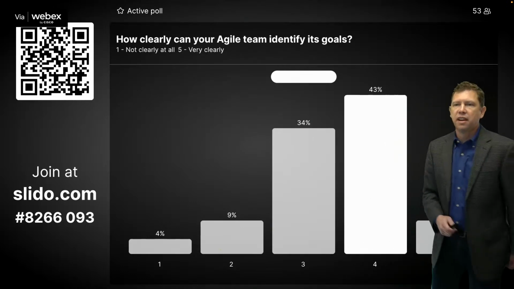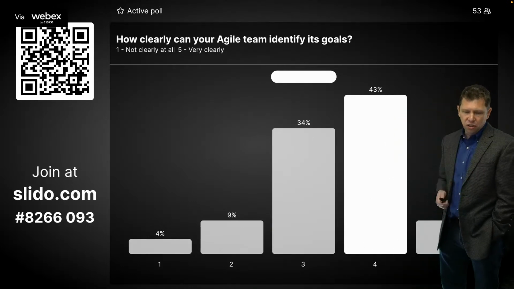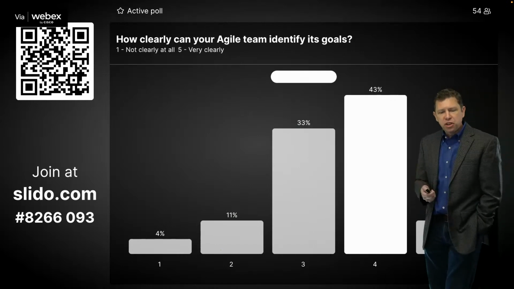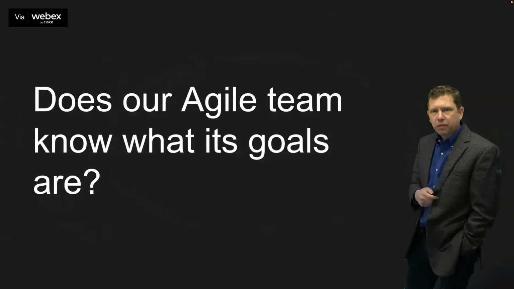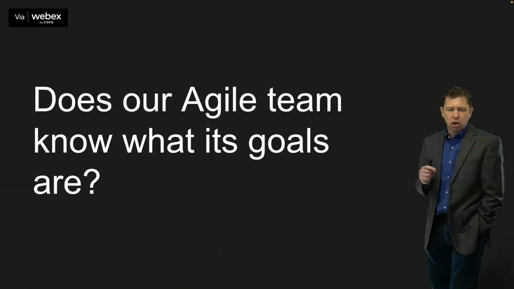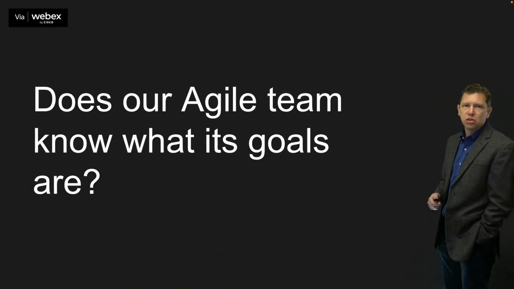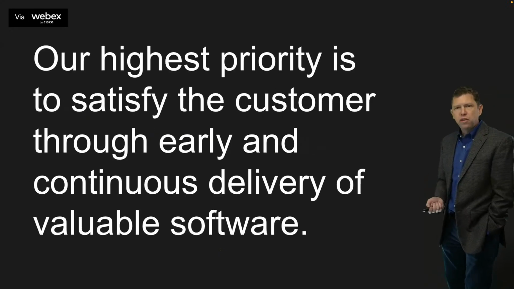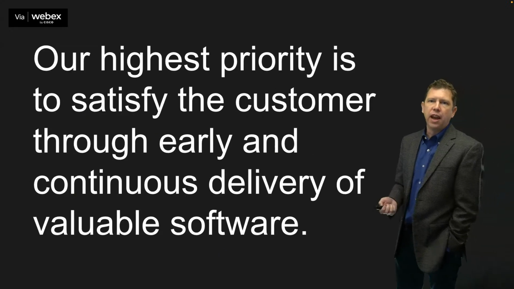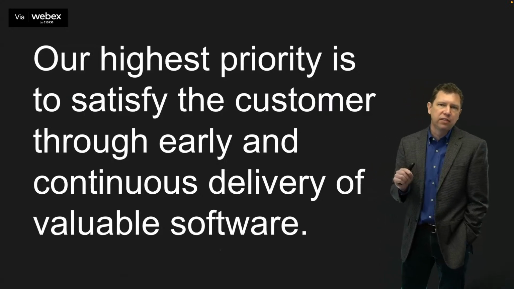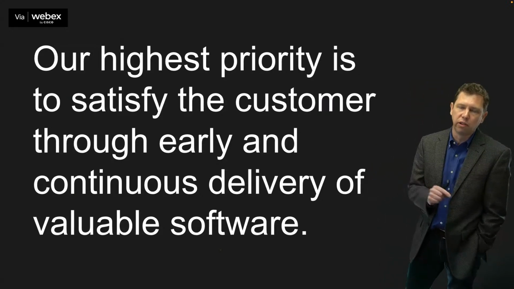So yes, it definitely does, probably depends on the goals. But I want to suggest that as an Agile team, we have some goals that are probably very clear. So if we ask, does our Agile team know what its goals are? Well, here's one of the goals that should be true for every Agile team: our highest priority is to satisfy the customer through early and continuous delivery of valuable software.